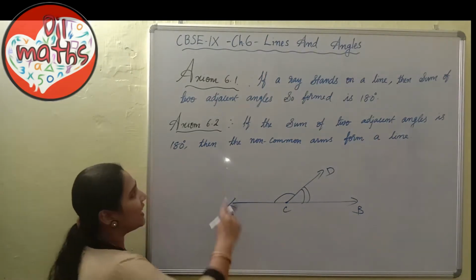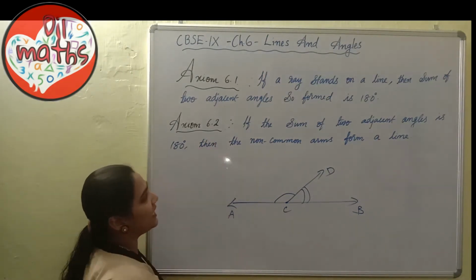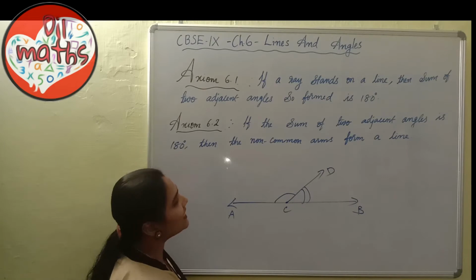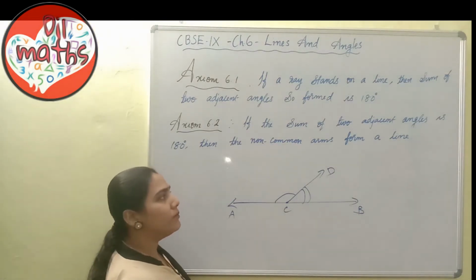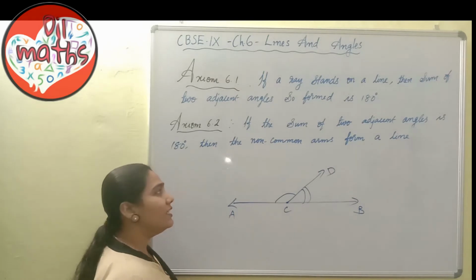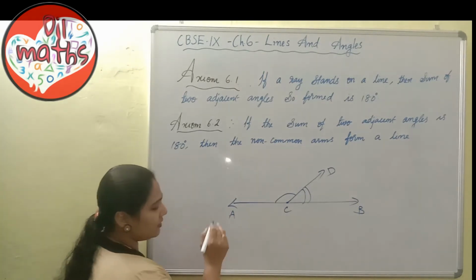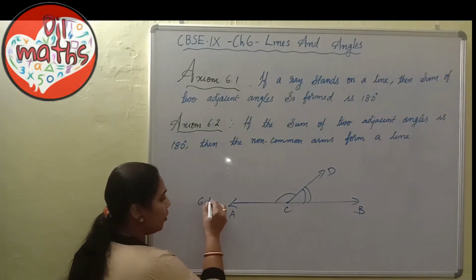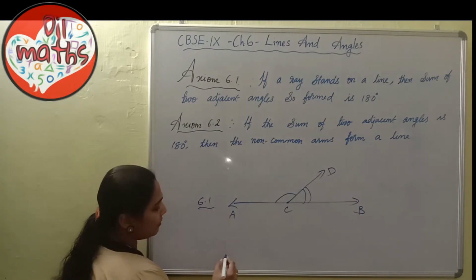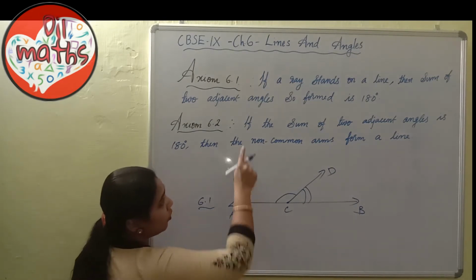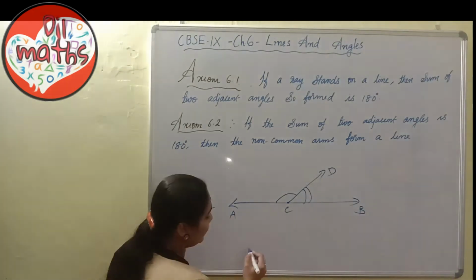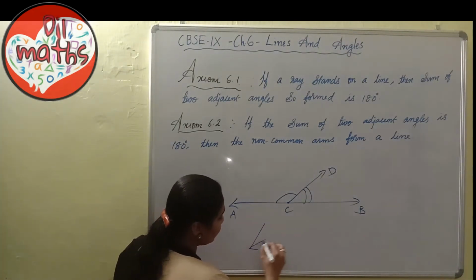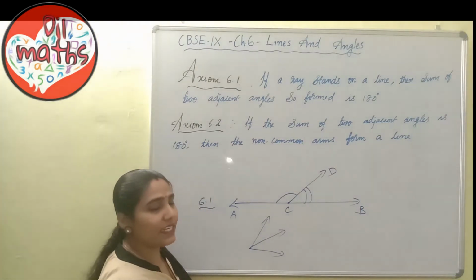And then what is the second axiom? Axiom 6.2 says, if the sum of two adjacent angles is 180 degrees, then the non-common arms form a line. So this was axiom 6.1. I am taking an example here. I want to draw a pair of adjacent angles. So I am drawing like this. These are a pair of adjacent angles.